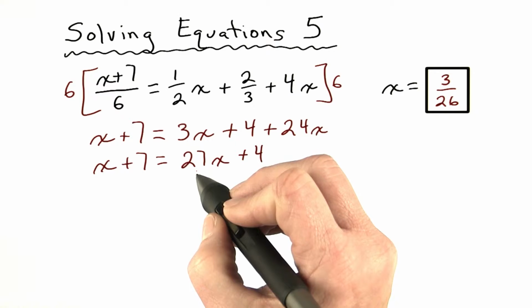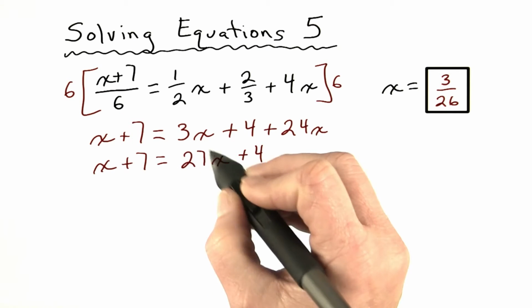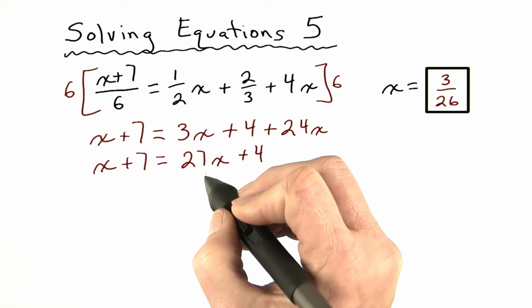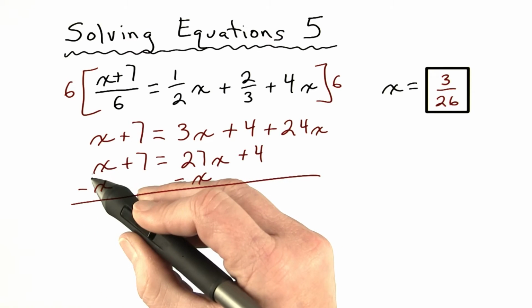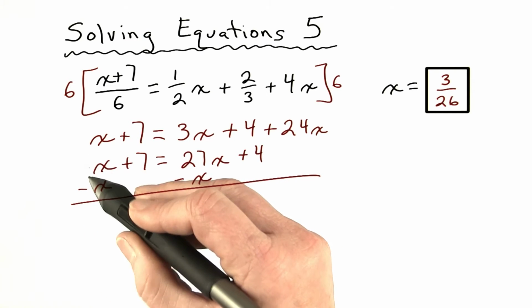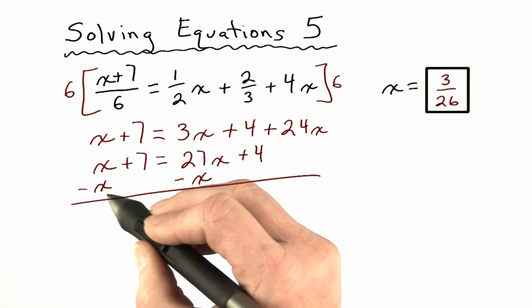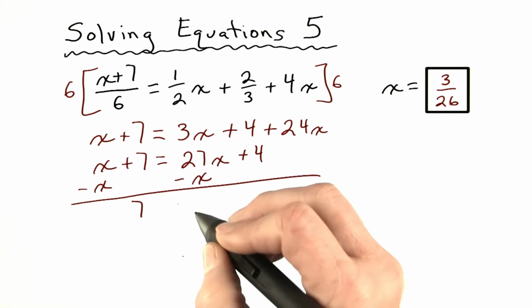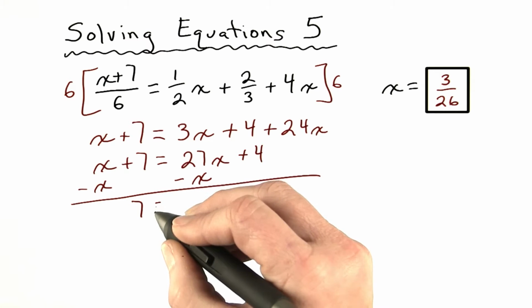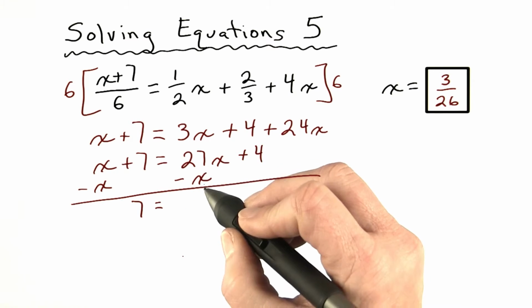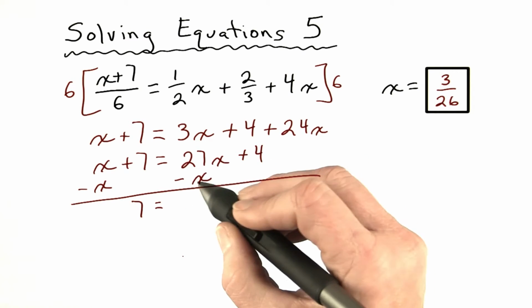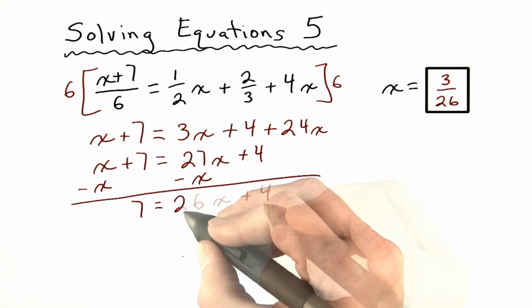The next thing I want to do, since I like to deal with positive coefficients, is to subtract x from both sides. Even though there's not a coefficient in front of this x, we know that there's a 1 there. So 1x minus 1x gives me 0, and the only thing I have left on the left side of the equation is 7. On the right side of the equation, I have 27x minus 1x gives me 26x plus 4.